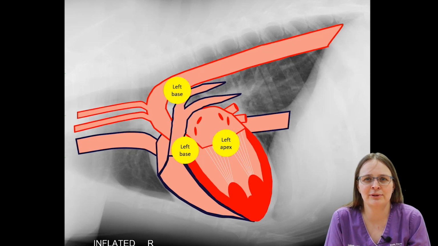And remember to go dorsally, and we'll talk about this a little bit more when we're talking about the left basilar murmurs, but going dorsally is still considered part of the left base, and that's where your PDAs are. And that's one of my top tips, is to remember to go dorsally with dogs, because otherwise you're going to miss some of your PDA murmurs.